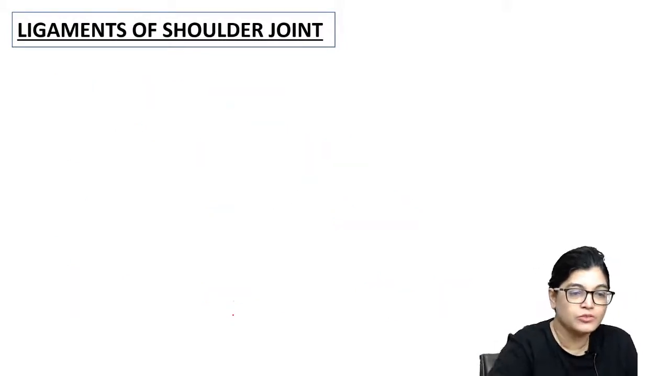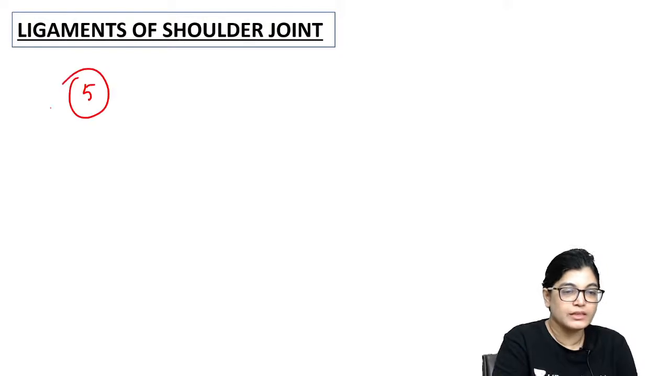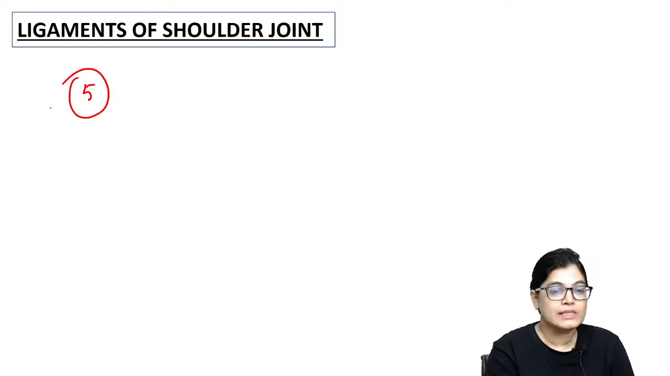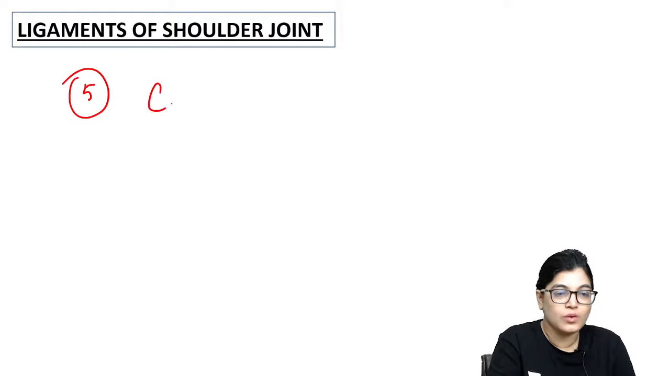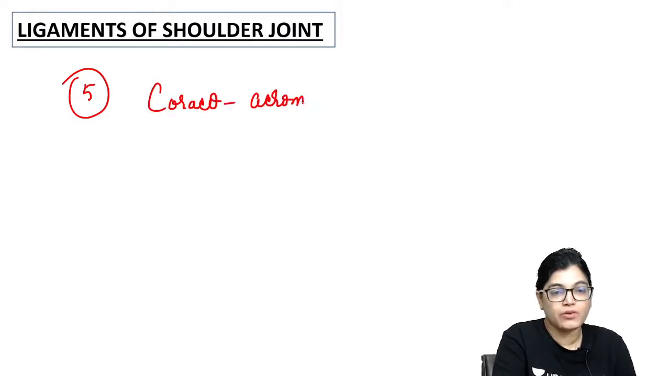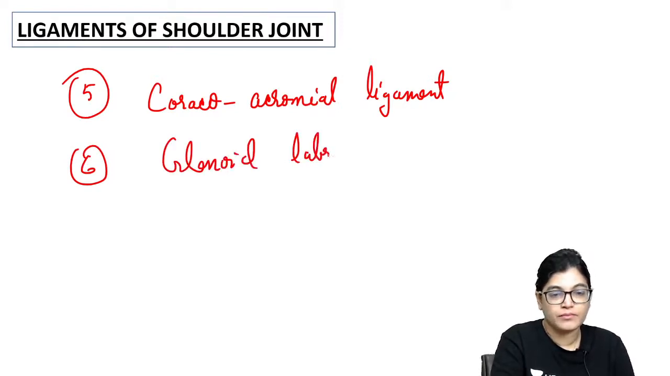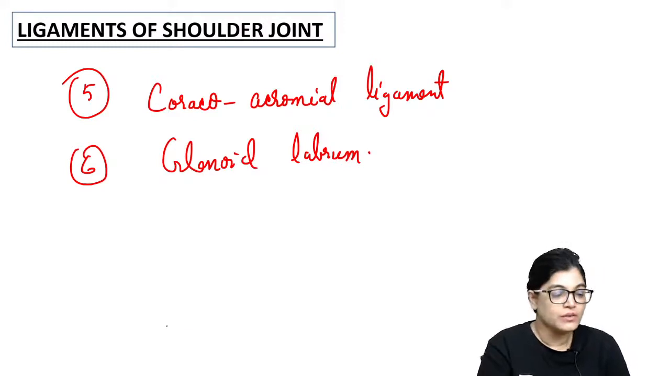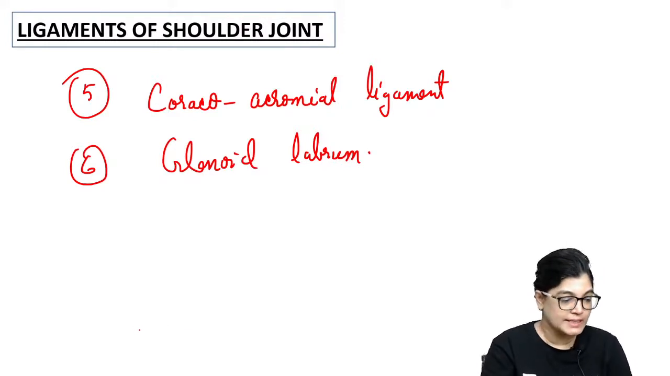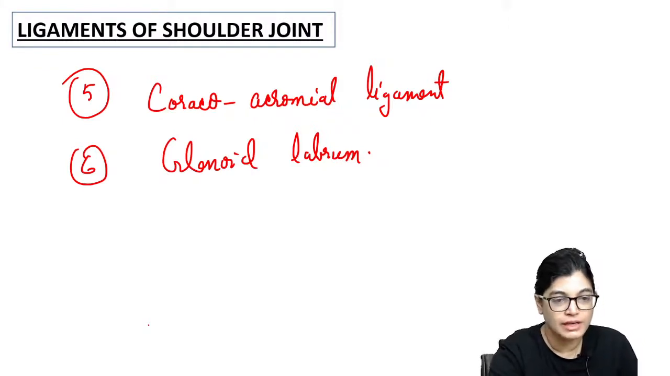Okay, now moving to the next. Other than that, we will also see the details of the coracoacromial ligament. And also I will show you a diagram showing the glenoid labrum. Each of these ligaments we are going to study in detail. Now starting with the first ligament of this category, that is the fibrous capsule.